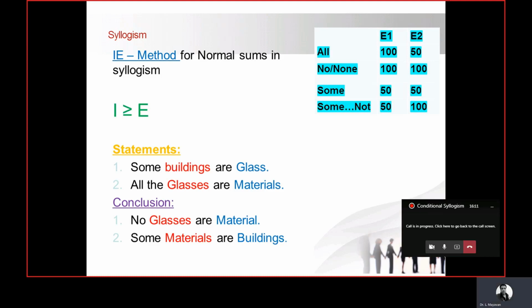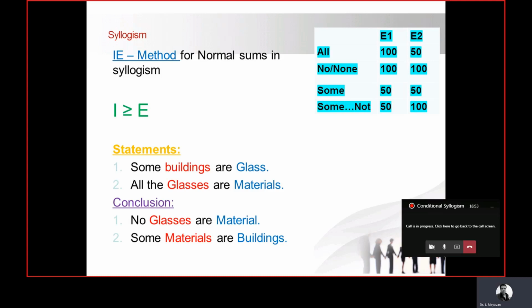Based on these values, you will have to conclude which of the following statements is the correct statement. Either one or two or both the conclusions are correct. You will have to decide based on the statements' proportions. Conclusion 1: No glasses are materials. Now we have got two elements, glasses and materials. For no or none, the value is 100 and 100 equally. So glasses 100, material 100. We have given the value.